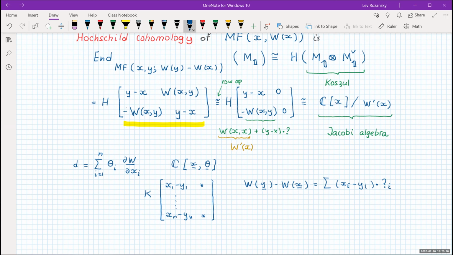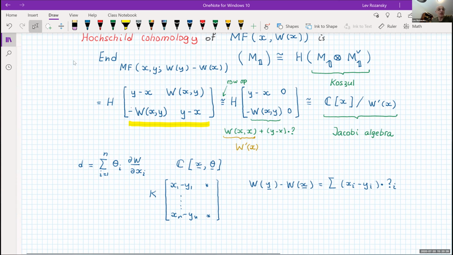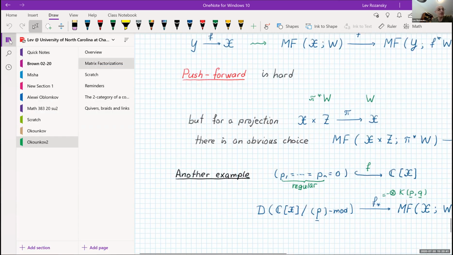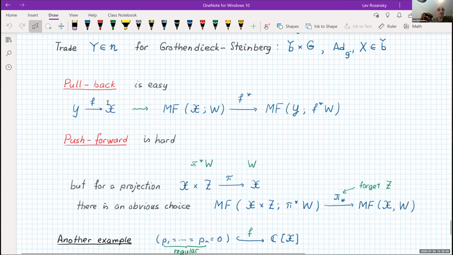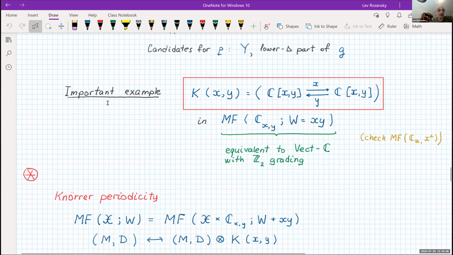Thank you. So generally, if the partial derivatives of w do not form a regular sequence, then you would have interesting Hochschild cohomology. You'll have a derived Jacobi algebra, so to say. Okay, so now let me go back to where we finished last time.